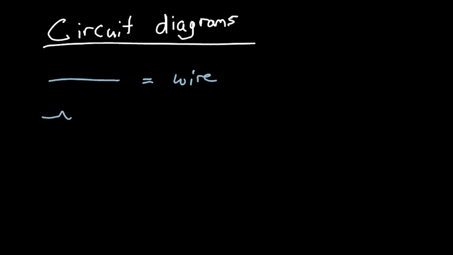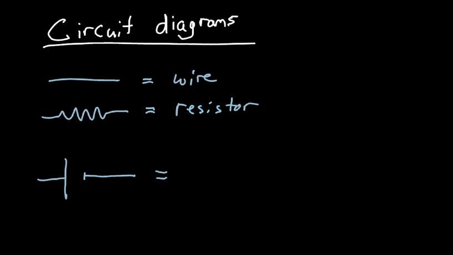If we have a line with some squiggles in it like this, that's going to be used to represent a resistor. And then if we have a line with a big and then a small perpendicular line like this, that's representing a battery, or some voltage source anyway. And a little more detail on this battery, we have one long line and one short line. The long line is going to be the positive end, the short line is going to be the negative end.